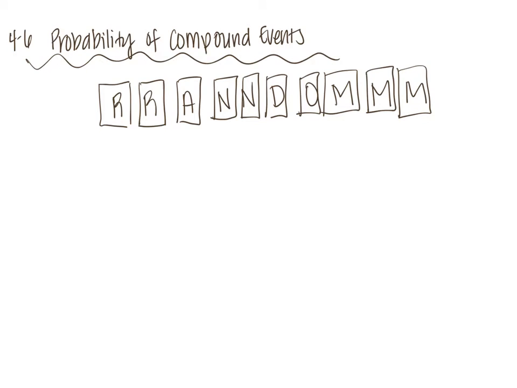We are going to be looking at the probability of compound events. Here I have 10 cards, and each of them has a different letter on them. Now I want to know what is the probability that I'm randomly going to draw an R if I shuffled all of these up. The probability of drawing an R is how many R's I have out of the total number of cards. So I have 2 R's and I have 10 cards.